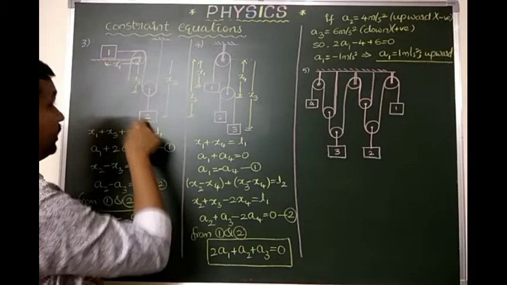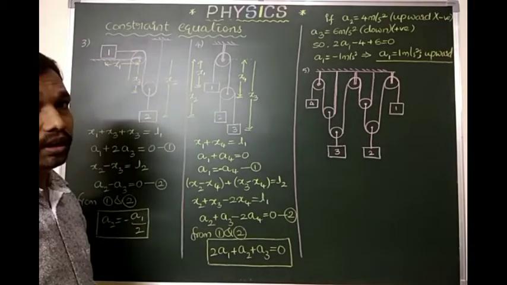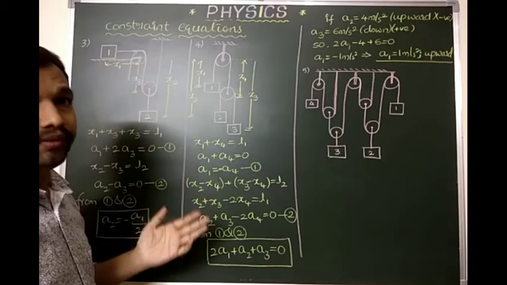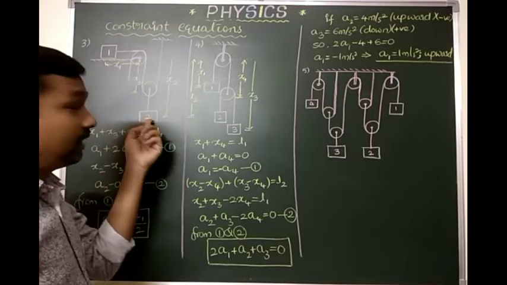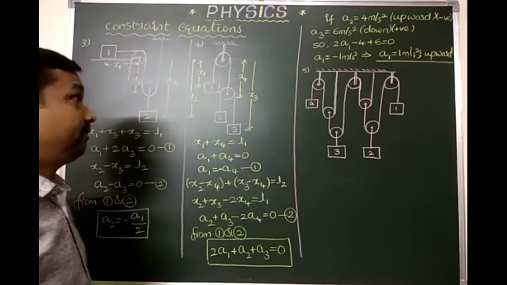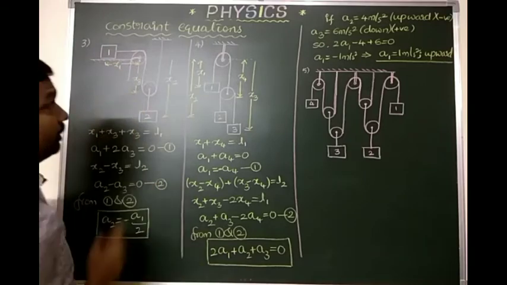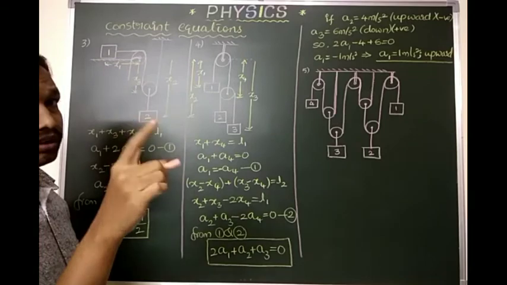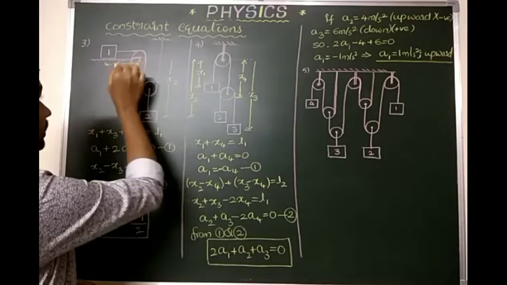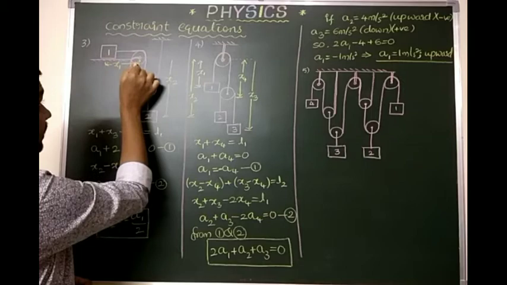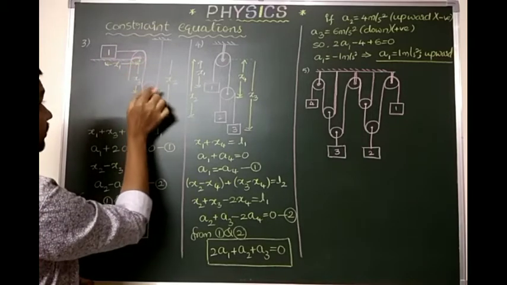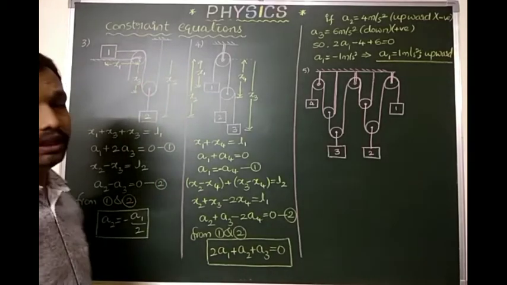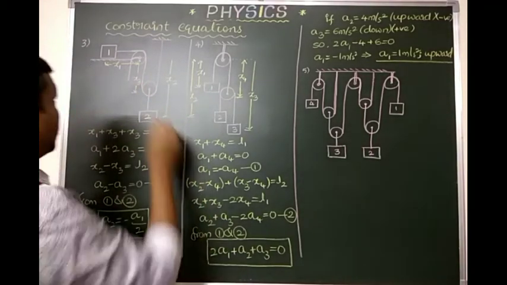Here we are going to find the relation between the first block and the second block. Already I gave one relation directly, but now we are going to identify how to find it. Here we need to consider a reference line. From this point I am taking the reference line along the horizontal and vertical direction, so this is the distance x1, this is the distance of the pulley x3, and for the block it is x2 from the reference line.